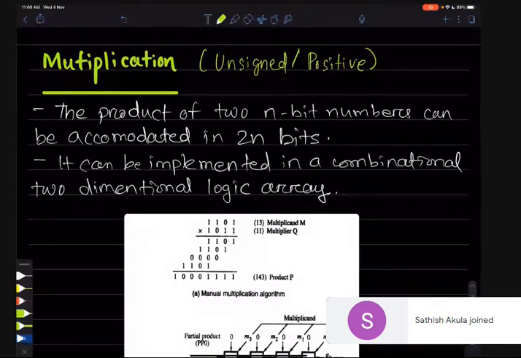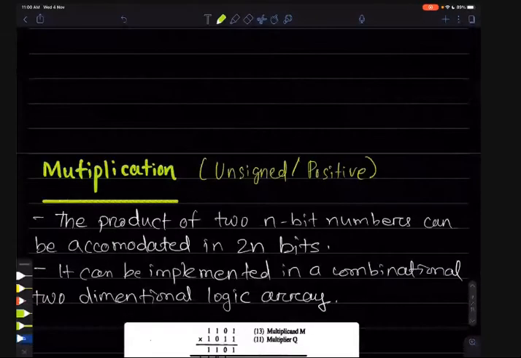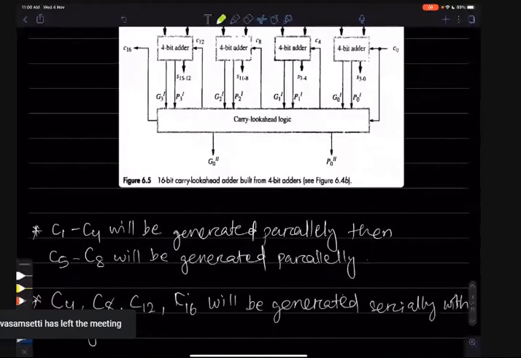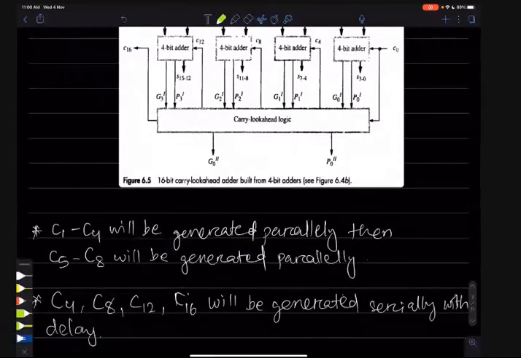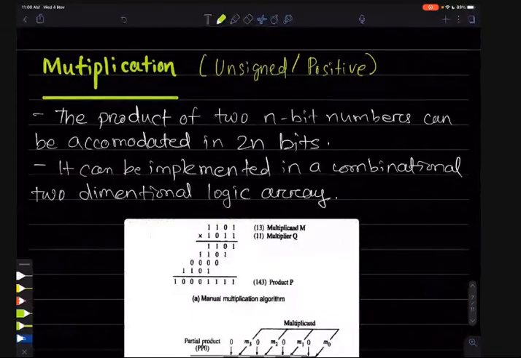Okay, so let's start. In the previous class we finished the addition circuit. Does anyone have any doubt in that? Then you can post your questions. Today we will be starting with multiplication.